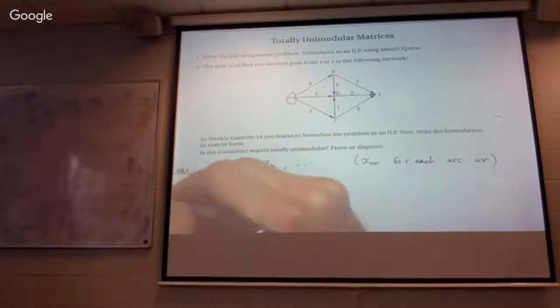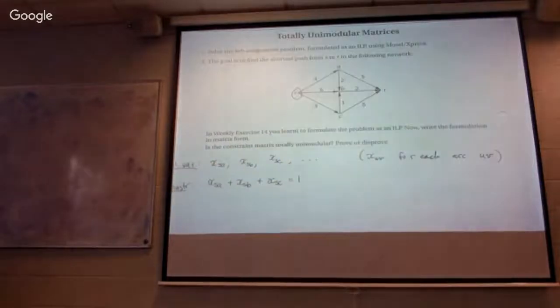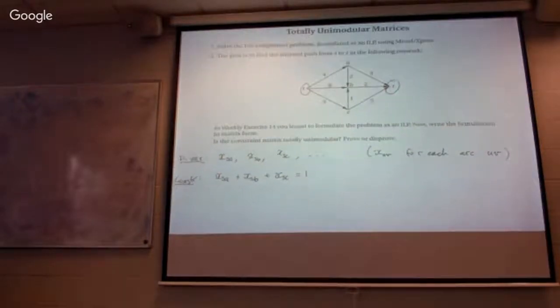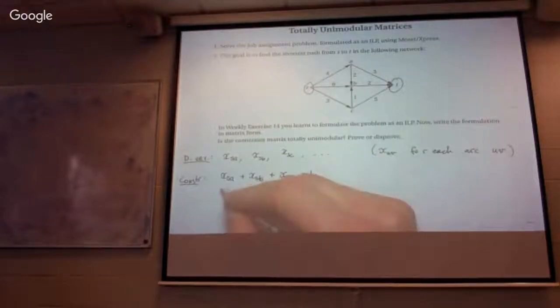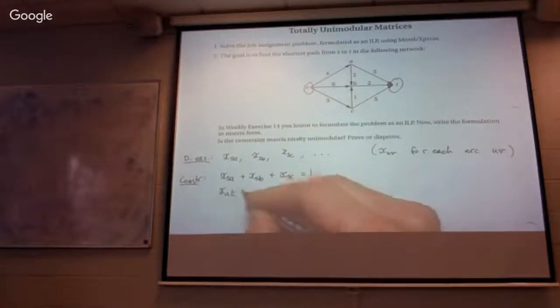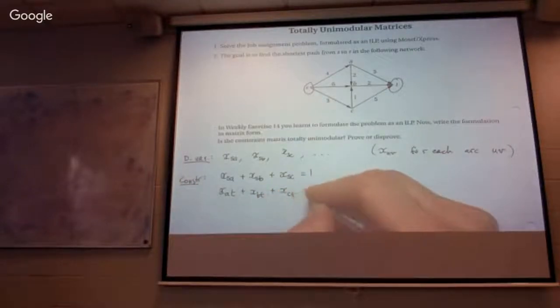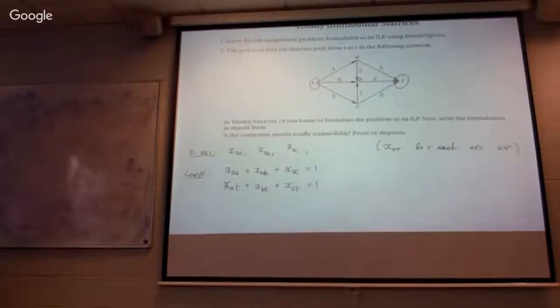Constraints. You want to arrive in T exactly once. So x_AT plus x_BT and x_CT should be 1. And for all the other vertices, for A, B, and C, if you come there, you want to leave, and if you don't, you want to not leave. Okay, so this is expressed.